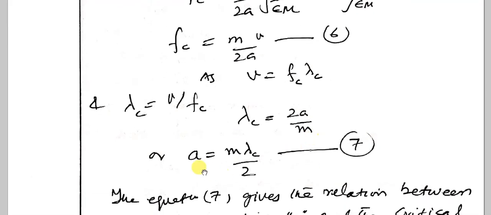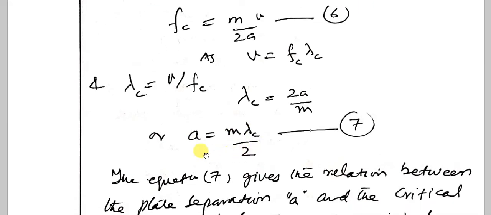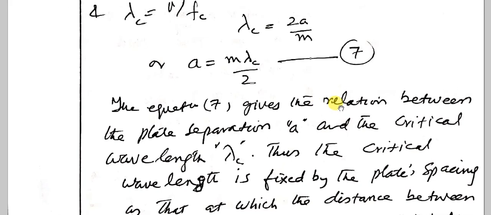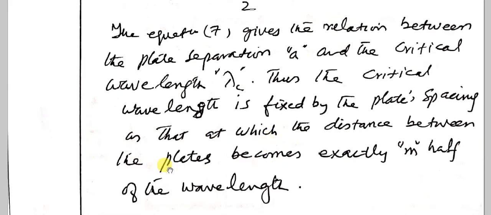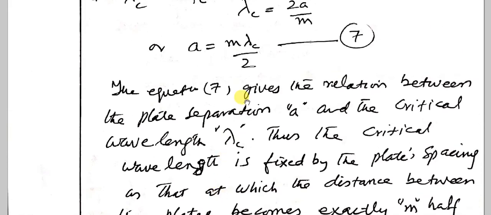Or a, the distance between the two plates, is given by m times lambda c by 2. This is equation number 7. Equation 7 gives the relation between the plate separation a and the critical wavelength lambda c. Thus the critical wavelength is fixed by the plate spacing, at which the distance between the plates becomes exactly m half-wavelengths, whether 1 half, 2 halves, 3 halves, and so on.